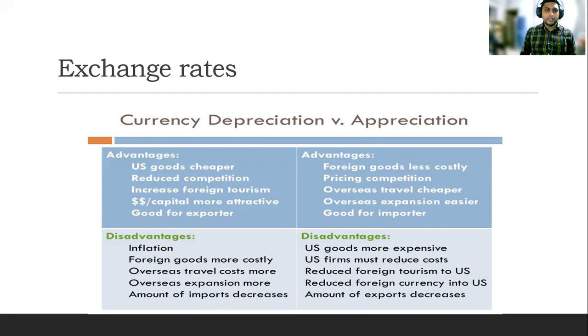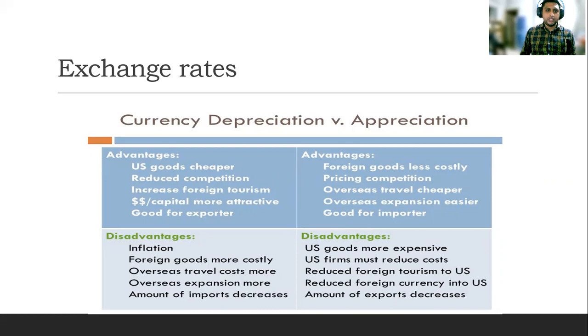And the advantage of depreciation is that goods can be cheaper, it reduces the competition, increases foreign tourism capital, and makes goods more attractive for the exporter. And the advantage of appreciation is that foreign goods are less costly, pricing competition overseas, travel is cheaper, overseas expansion is easier, and it is good for the importer, whereas depreciation is good for the exporter.